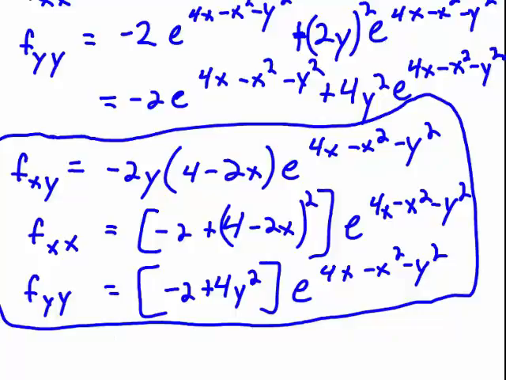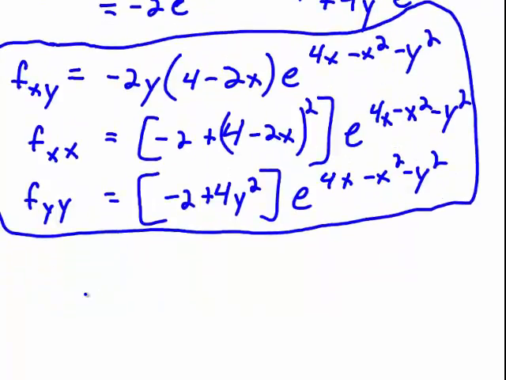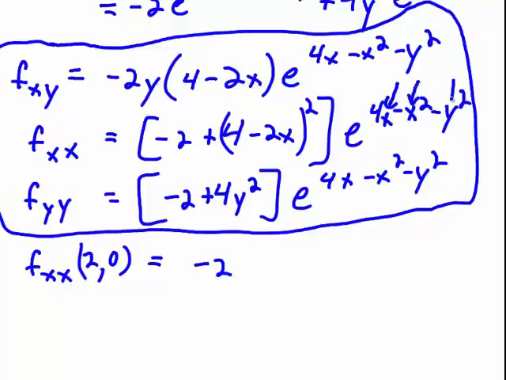Let's do f sub xx first. At (2, 0), what do you get? Well, the 4 minus 2x quantity squared zeroes out. So I'm just left with the negative 2 in front of the exponential function. When I plug in 2 for x and 0 for y, I'll get 8 minus 4, or just 4. So negative 2e to the 4.